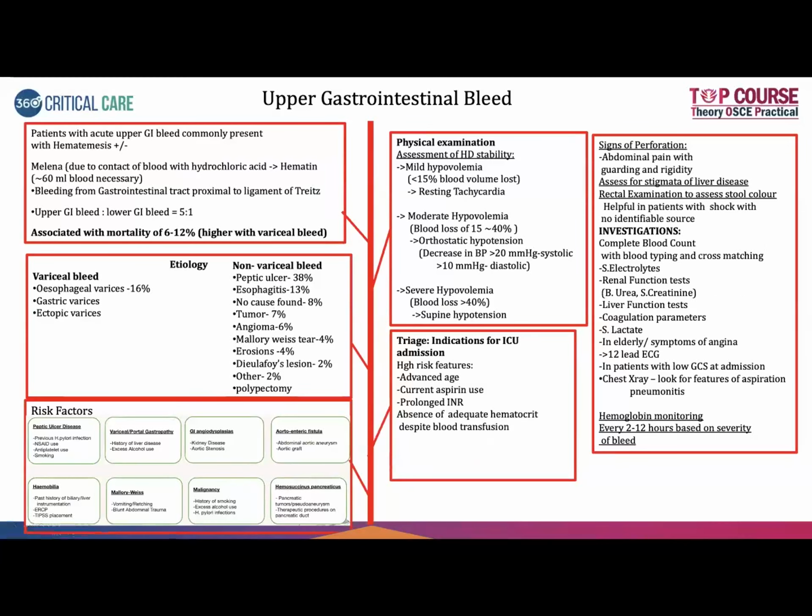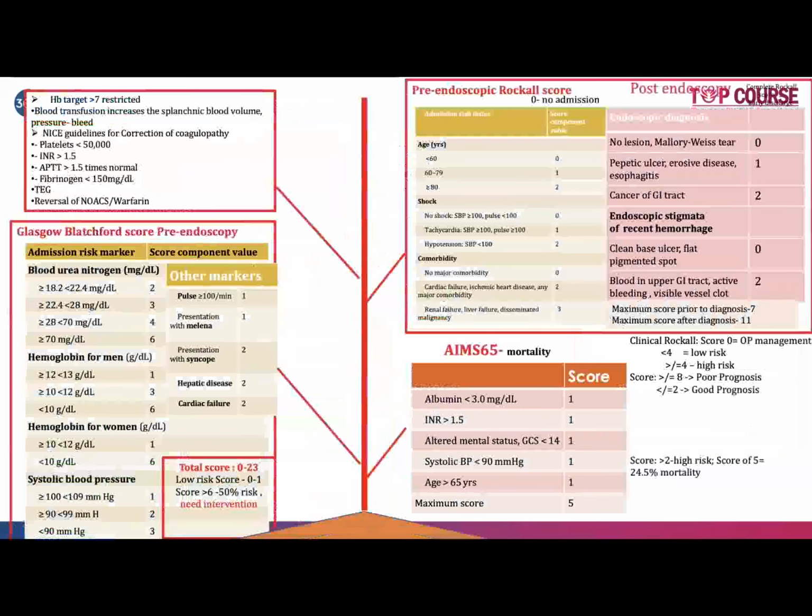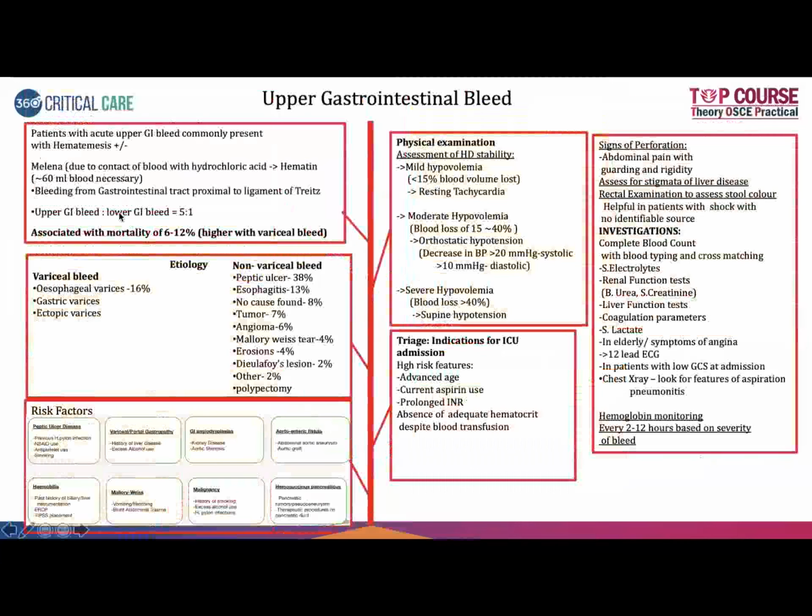So we'll go ahead with upper GI bleed. How do you define upper GI bleed? Any bleeding occurring from the gastrointestinal tract proximal to the ligament of Treitz is known as upper GI bleed. The common presenting feature will be hematemesis with or without melena.